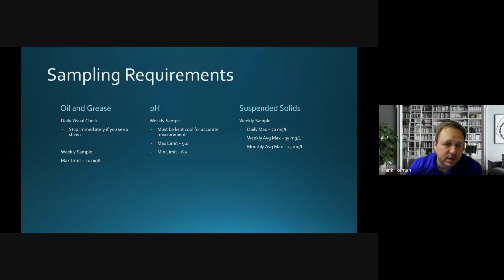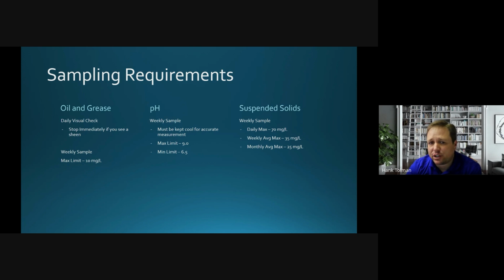Now, when those samples come back, there has to be less than 10 milligrams per liter of oil and grease. That's the maximum amount allowable. And so if that amount that comes back from the labs is higher than that, then we have to put controls into place to bring that down. And we'll talk about what some of those controls are.